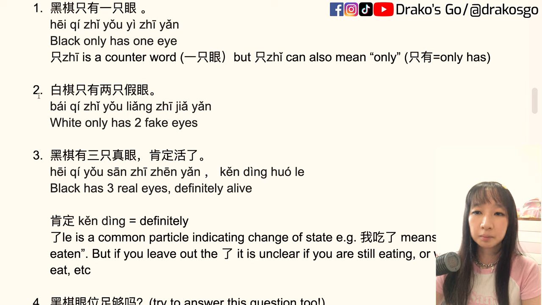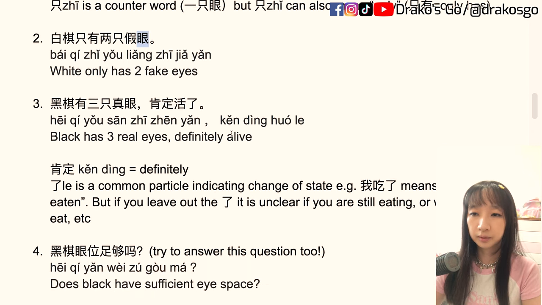Second sentence. 白棋只有两只假眼. So just now we learned that 两只眼 is two eyes. So now if we say 两只假眼 it means two fake eyes. Third sentence, 黑棋有三只真眼，肯定活了。 So I think we've learned all these words here.